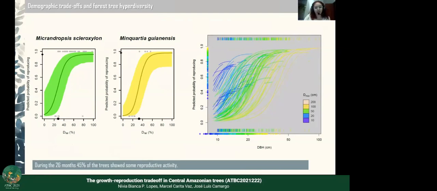And we can observe that short stature species in blue may start to reproduce in small size, in the low critical diameter graph, but tend to have low fecundity, low maximum probability of reproduction. On the other hand, tall species in yellow can only start to reproduce at a larger size. Critical diameter is higher, but may have very high probability of reproduction, represented by a large maximum probability.